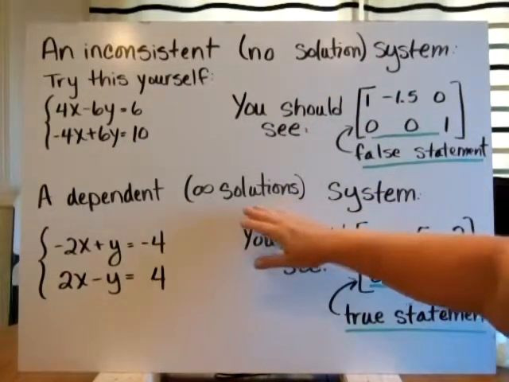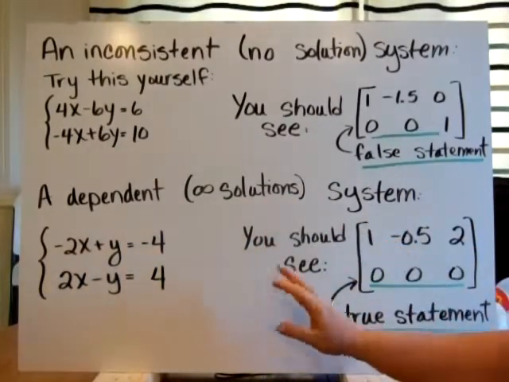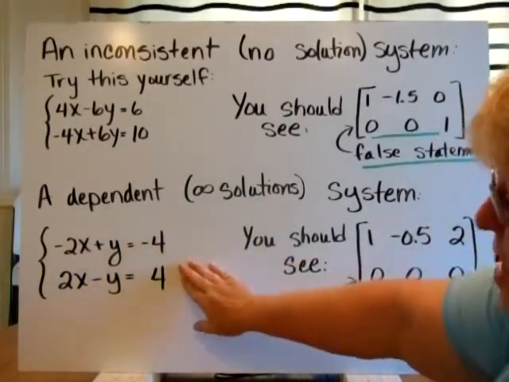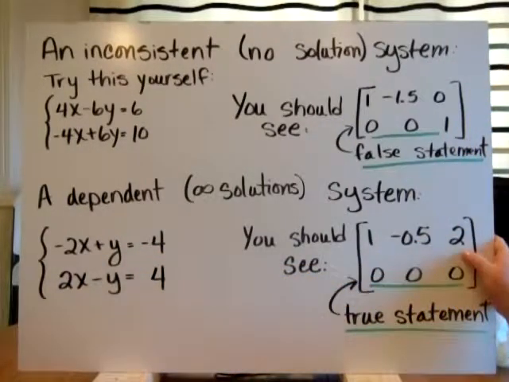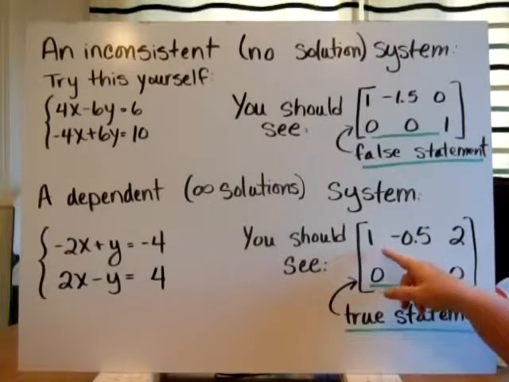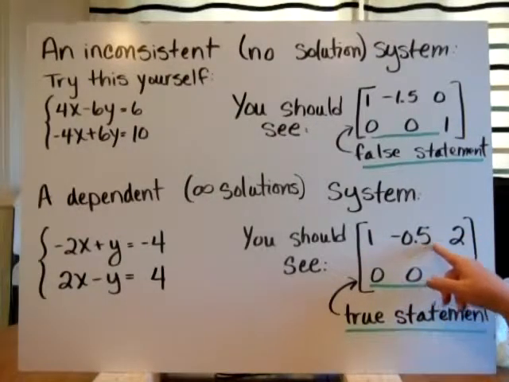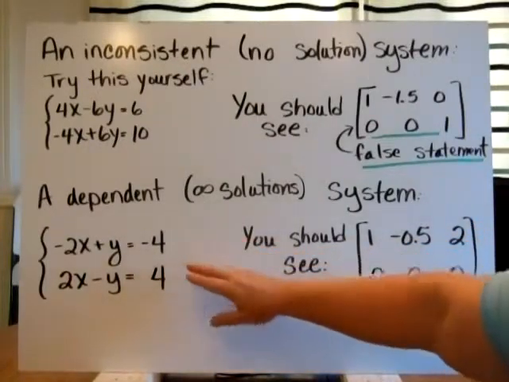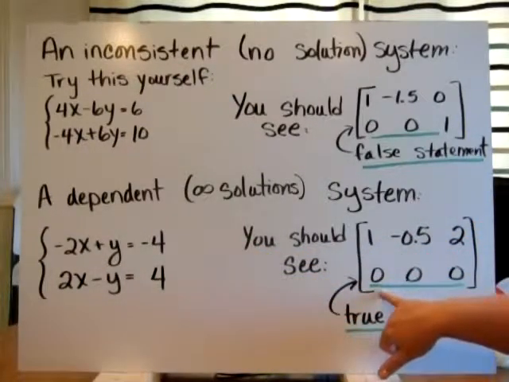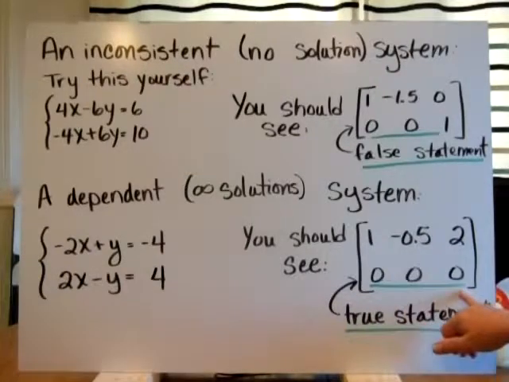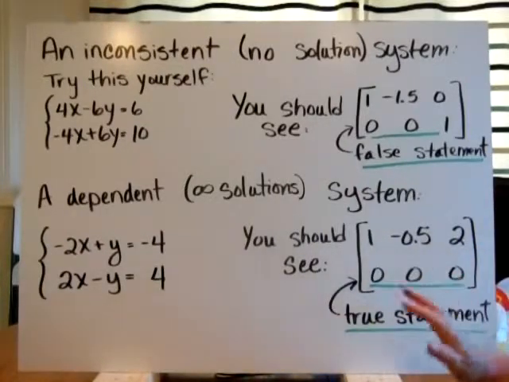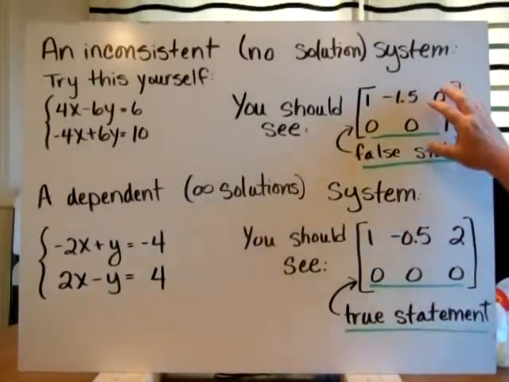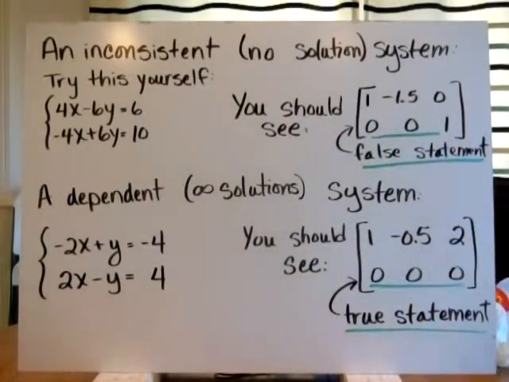A dependent system, or an infinite number of solutions, would look like this. So here's another problem for you to convert to a matrix, enter it into your calculator, and make sure that this is what you get. On this one you have the equation x minus 0.5y equals 2 as the equation for this line. And down here on the second row you see 0, 0, 0, which is a true statement, which is what you expect when you have an infinite number of solutions. So it's really easy to do these on the calculator, but you have to make sure you understand what your answers are telling you when you see these on your calculator screen.